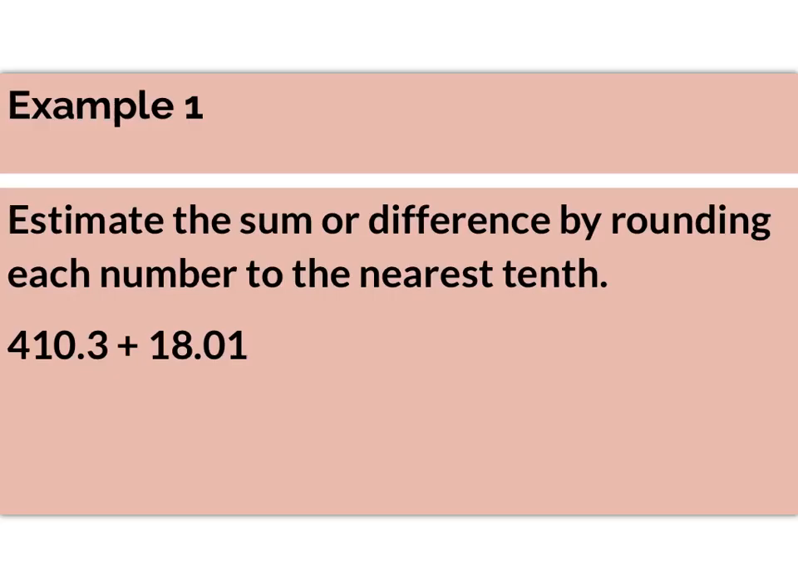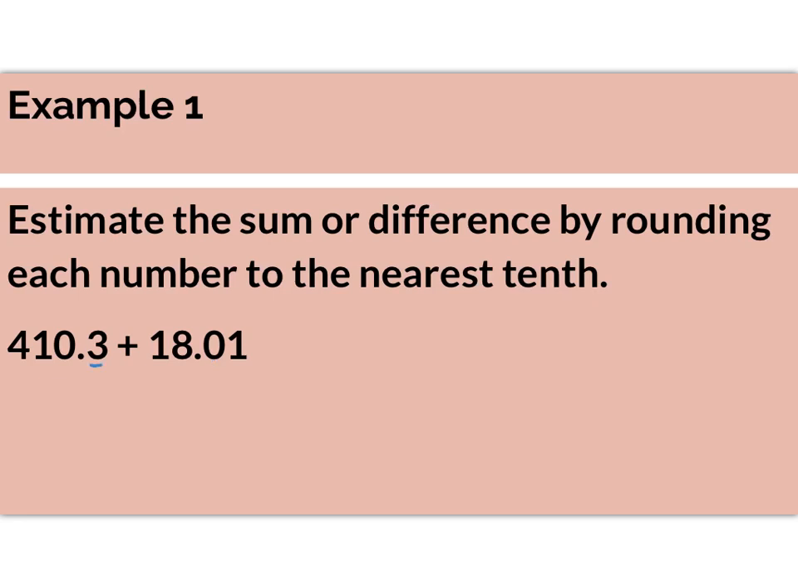Okay, so getting to our first example. Estimate the sum or difference by rounding each number to the nearest tenth. So, again, place value here is very important. And here's the tenth spot. You're going to round these numbers to 410.3 plus 18. And when you line up addition and subtraction, you have to line it up by the decimal. And I'll write 18.0 on there. And we'll add it on the next page.